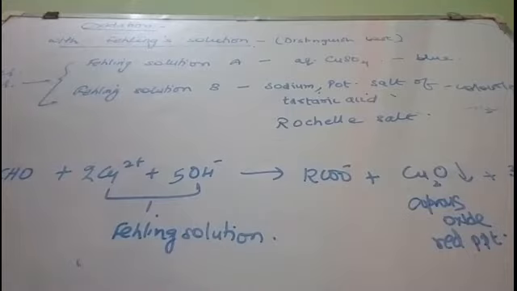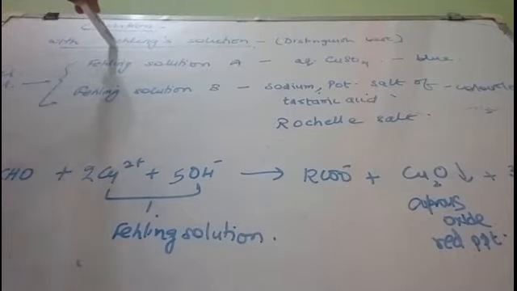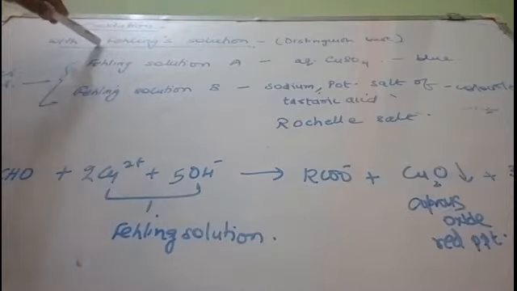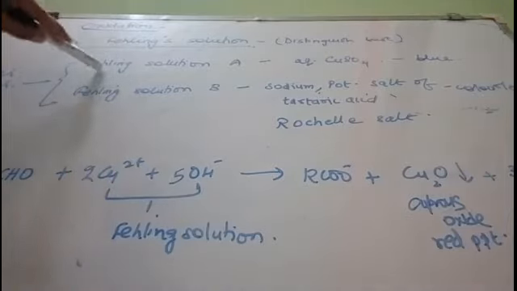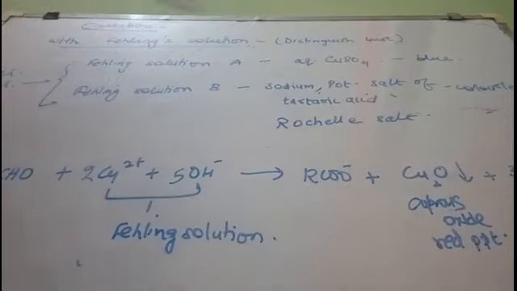Now instead of Fehling solution, we can also use Benedict solution here. This Benedict solution is similar to the Fehling solution. Benedict solution A is also aqueous copper sulfate, but Benedict solution B is sodium potassium salt of citric acid. Instead of tartaric acid, we take citric acid, but the reactions will be the same as that of Fehling solution. So this is the oxidation of aldehydes with Tollens reagent and Fehling solution.